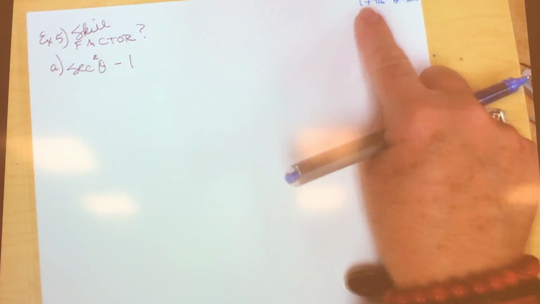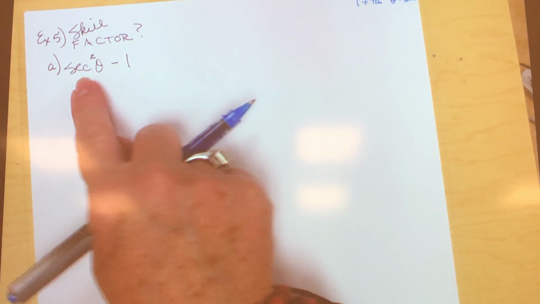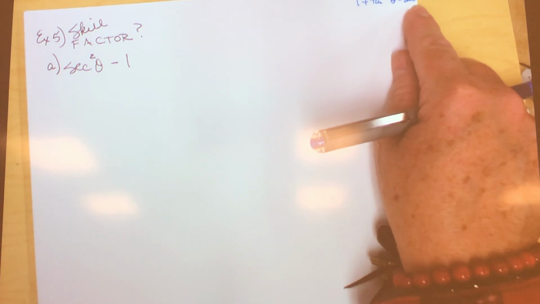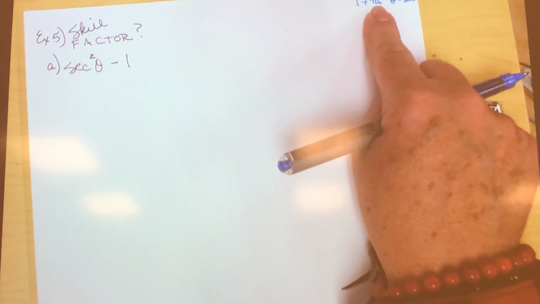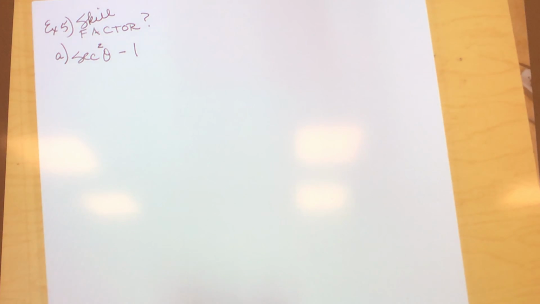Okay, so 1 plus tan squared equals secant squared. So what is secant squared minus 1? Secant squared minus 1, what is it? Tan squared. All right, you see that? Okay, that's pretty cool. Now, they asked me to factor it, so I'll leave this alone. That was just chasing a rabbit.